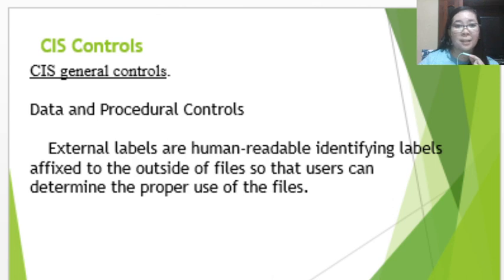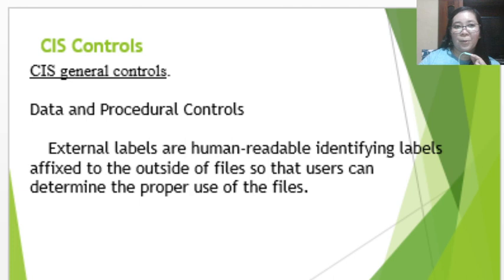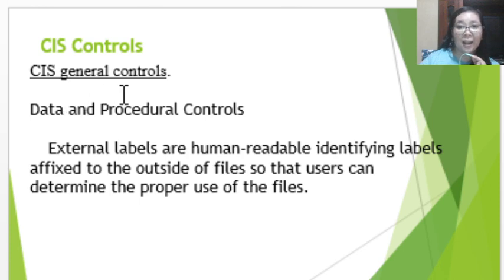Okay, and another for the external labels. These are human readable identifying labels affixed to the outside of the files so that users can determine the proper use of such files and to identify or determine what type of files are being accessed. Okay, so those are the different data and procedural controls that should be employed by the entity. Okay, so those are for the CIS General Controls.